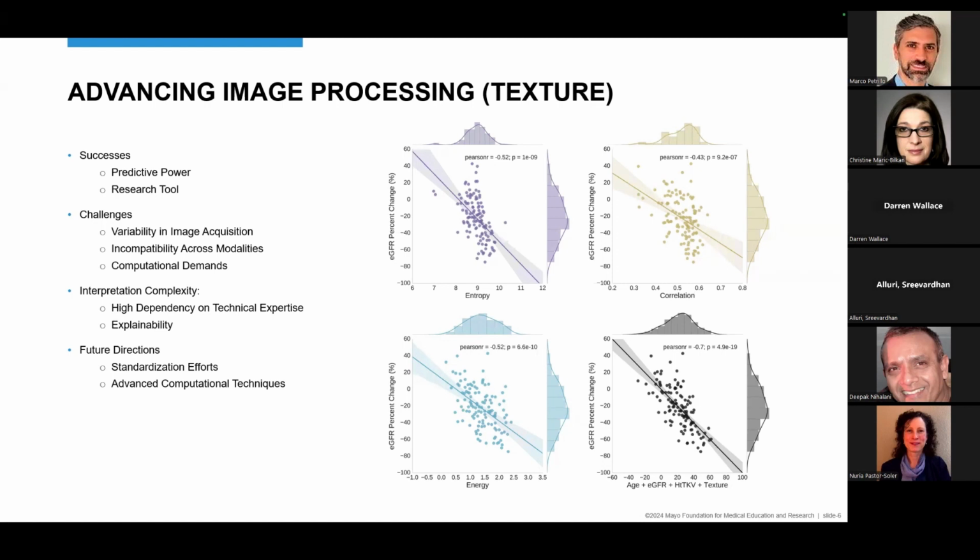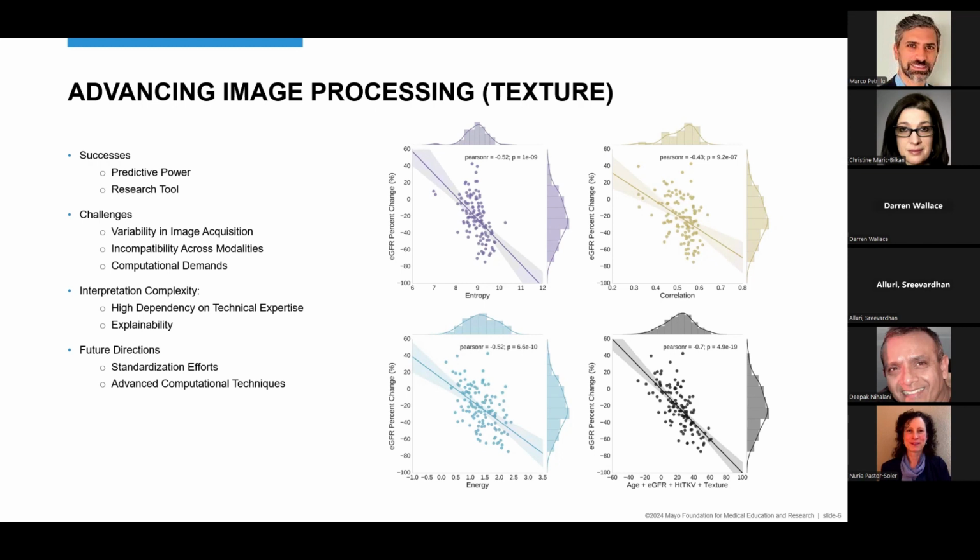And also the incompatibility across modalities. So if you're sitting on a population of patients that have maybe been scanned by CT and MR, it's going to be very difficult to use a technique like image texture features to do any kind of predictive modeling or anything along these lines, just because the signal is completely different in those different image modalities.